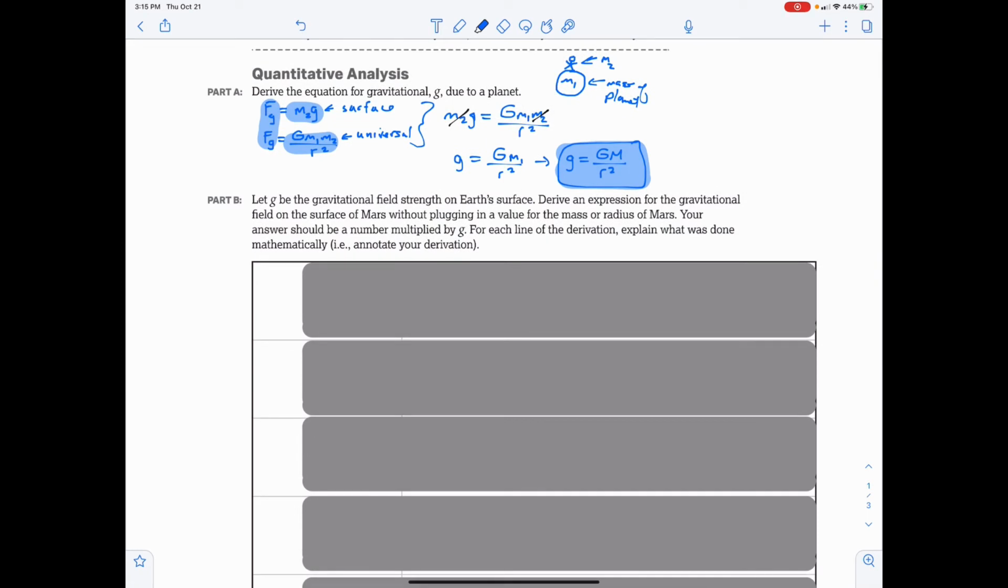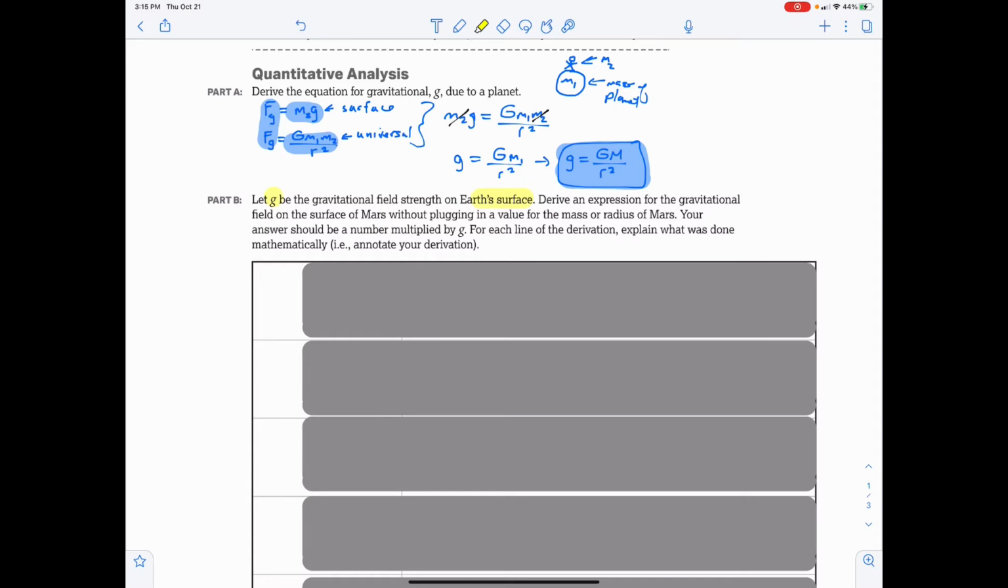Part B. Let G be the gravitational field strength on the Earth's surface. Derive an expression for the gravitational field on the surface of Mars without plugging in values for the mass and the radius of Mars. Your answer should be a number multiplied by G. In other words, we're going to find how many times greater or less than G, the acceleration due to gravity on Earth. For each line of the derivation, explain what was done mathematically.